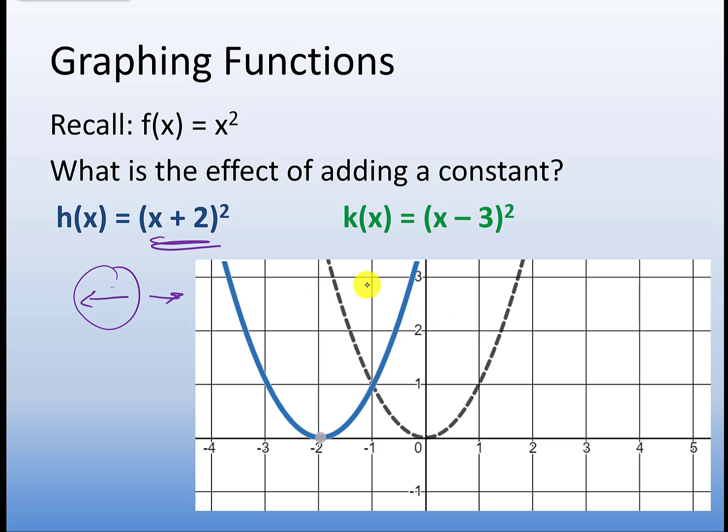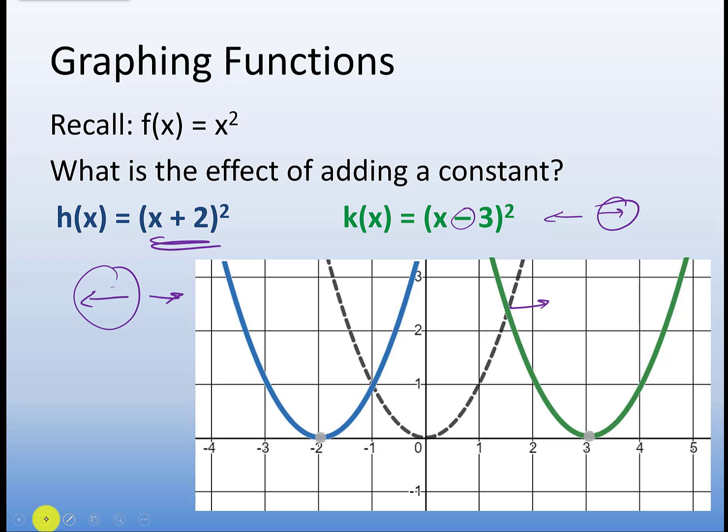And then, of course, on the other one, we've got the subtraction going on there. So it's like a question. It's going to shift left or right. But with the subtraction, it always does the opposite kind of thing. So it's going over to the right. So this parent is going to move over to the right 3 spaces. And we're going to see, yep, that's exactly how it graphed. Everything got shifted over 3 spaces.